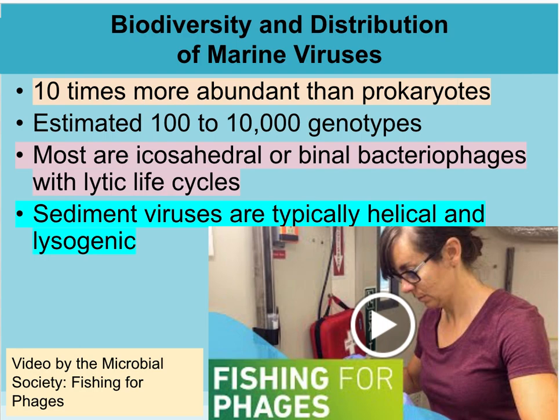So these guys, viruses in the ocean, are 10 times more abundant than bacteria, just prokaryotes, which is crazy. The icosahedral and the binal bacteriophages have lytic life cycles, whereas in the sand and in the sediment, you'll tend to have the helical shapes. And I almost remember that because you can find worms a lot of times in ocean sediment. So it's kind of that helical, rod-like shape that is in the ocean sediment.